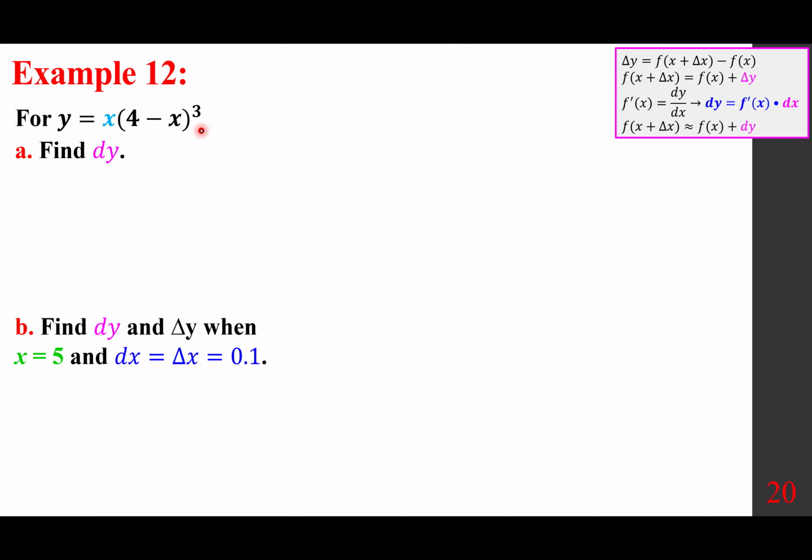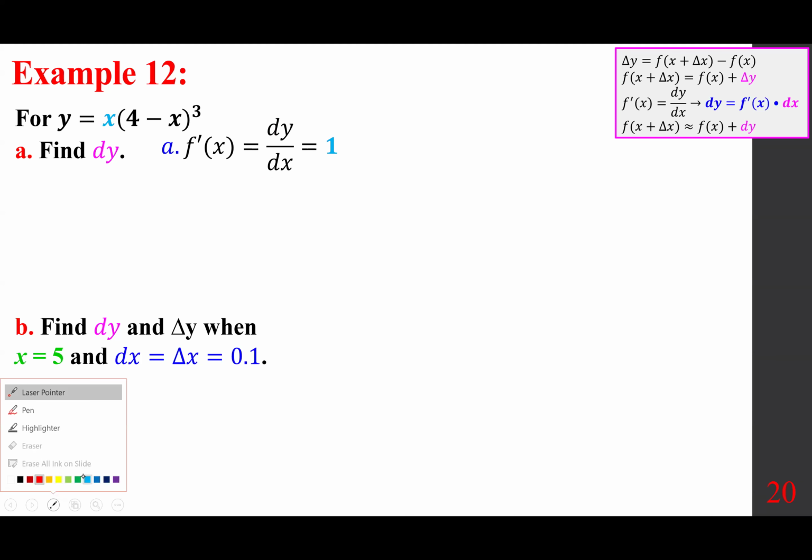For y equals x times 4 minus x quantity cubed, find dy, and then find dy and delta y with the given numbers. So first and foremost, the moment you see dy, just find f prime of x. So f prime of x is dy dx. And x has the derivative of 1. So let me just write f g.